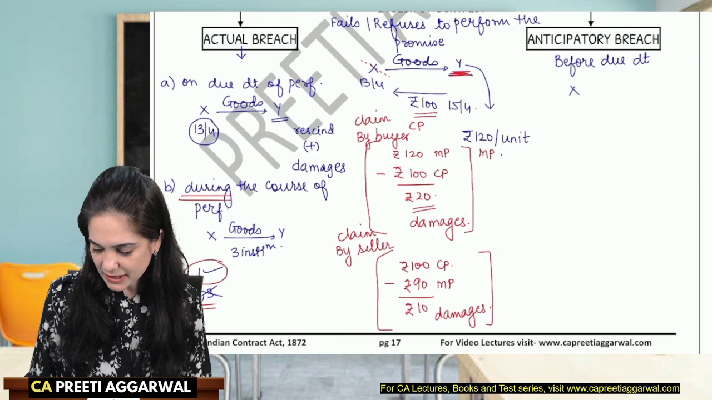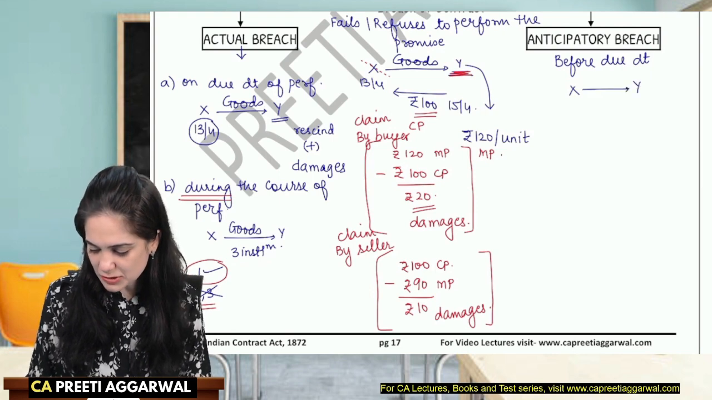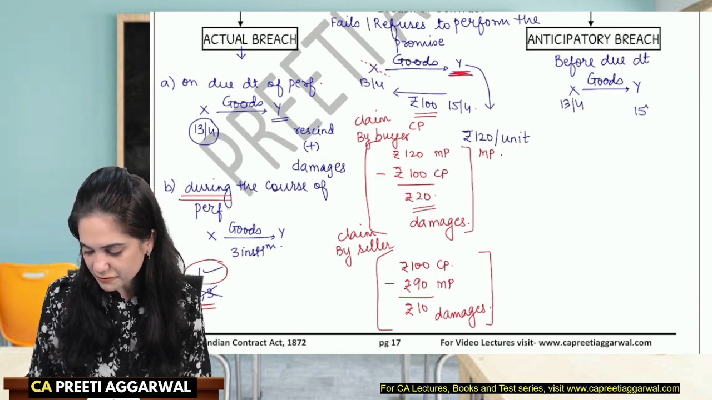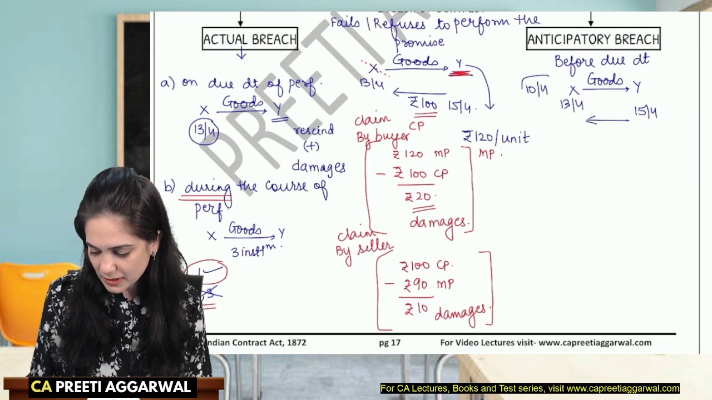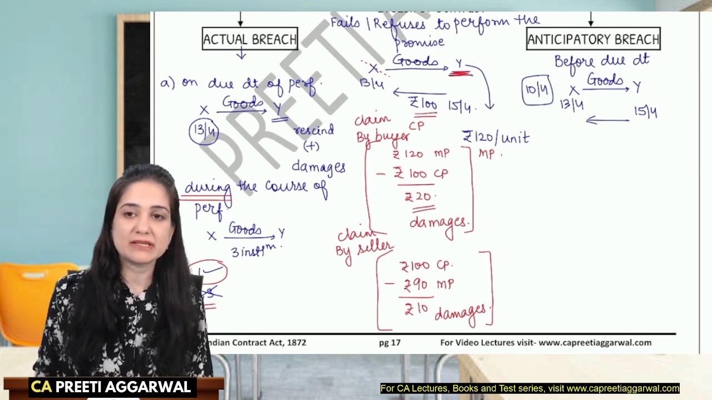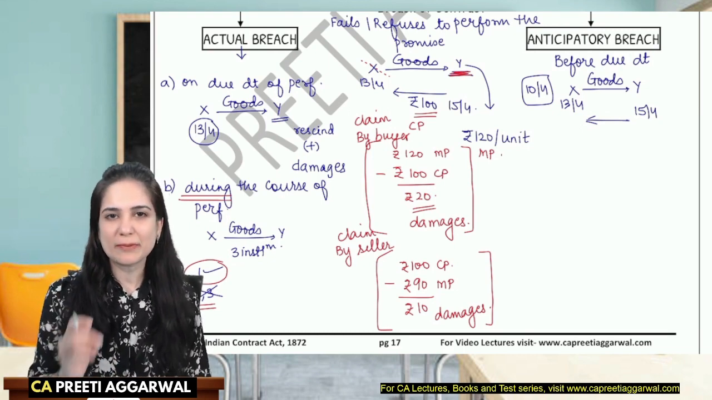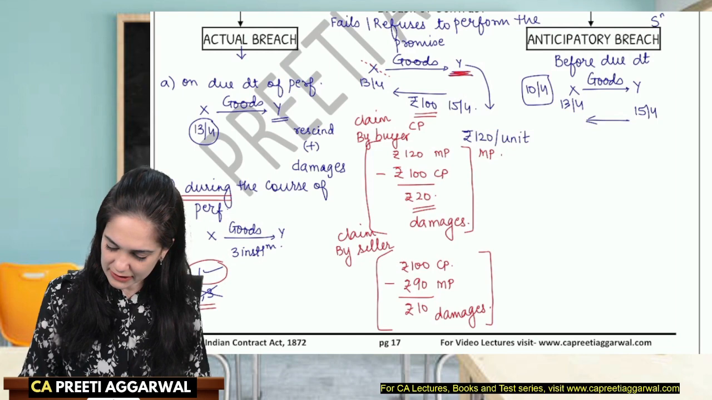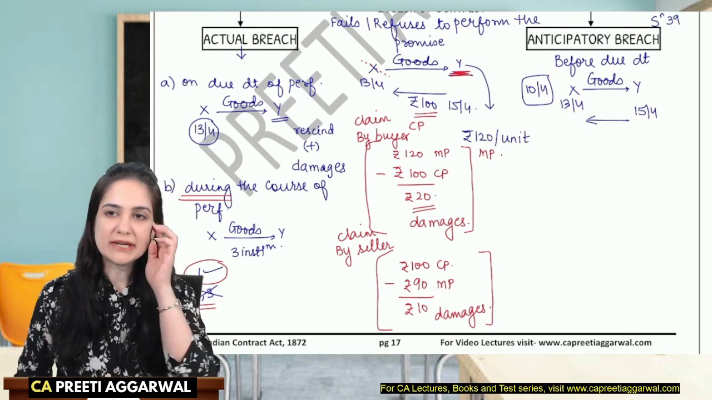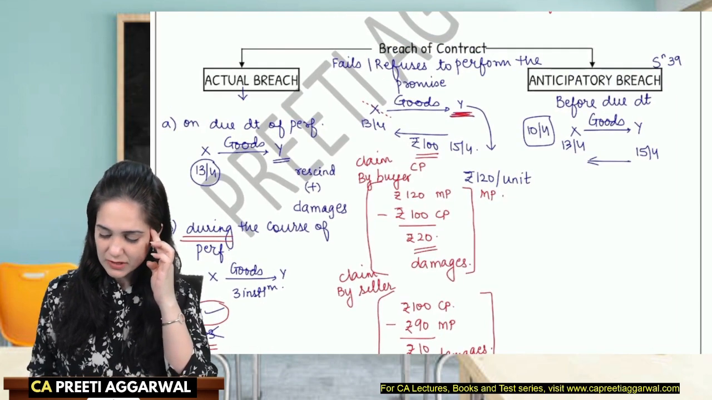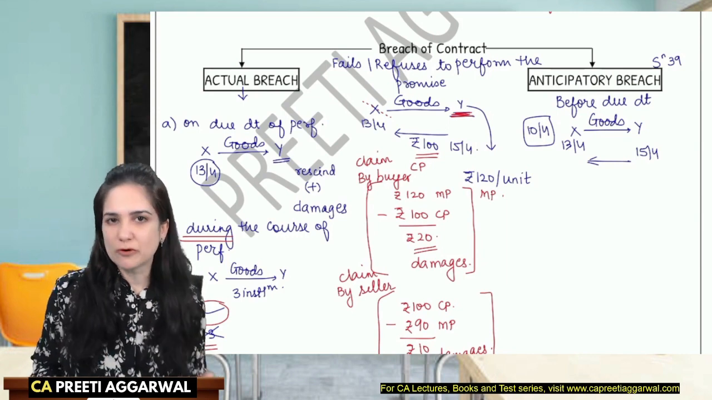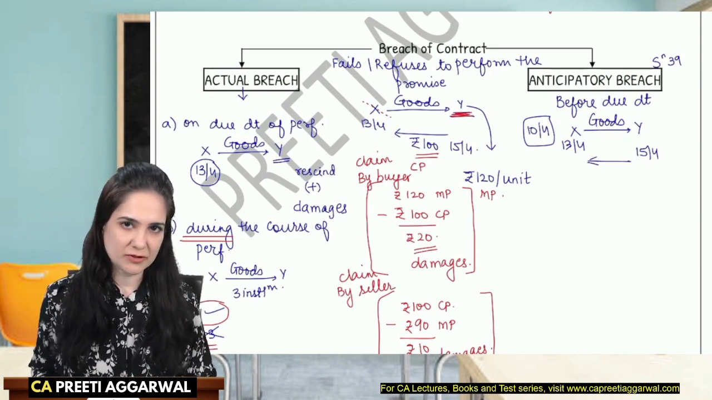Now let's say that X promises to supply goods to Y on 13th of April and Y promises to pay on 15th of April. On 10th of April, X calls up Y and says, I cannot supply the goods. X has committed anticipatory breach of contract, section 39. So breach which takes place before the due date of performance is known as anticipatory breach.